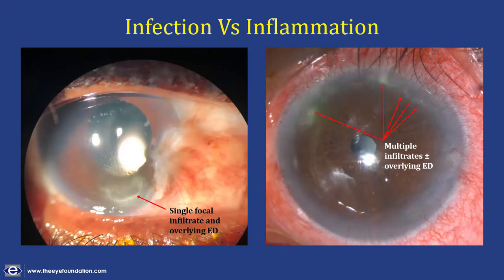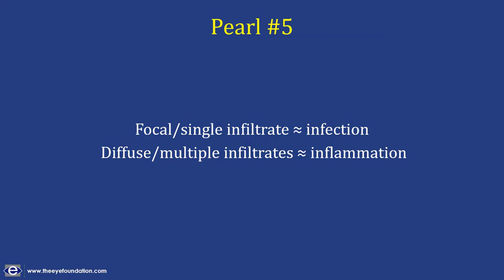Of course, I'm sure that everyone in this room knows the differences in terms of differentiating these two. And the pearl here is essentially that having focality is a sign of infection. A focal sign, not always, but most of the time, it is reasonable to assume that focality is a sign of infection, whereas diffuse involvement or multiple similar infiltrates tends to suggest inflammation.